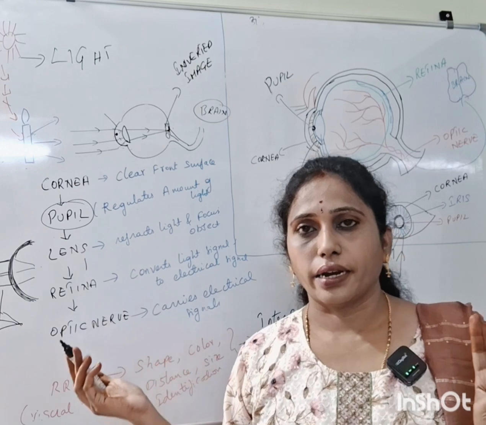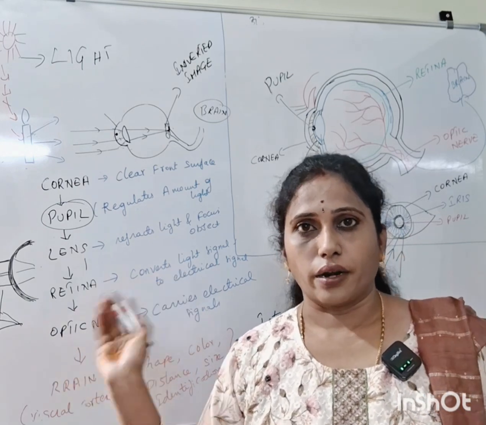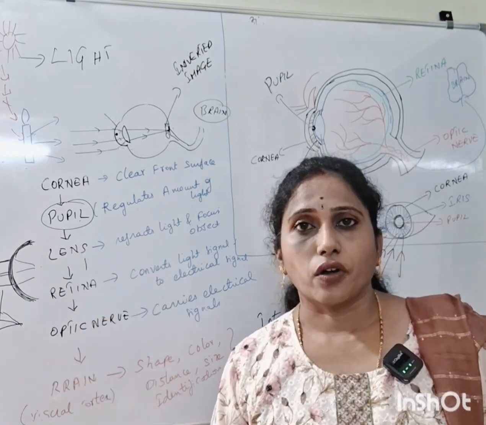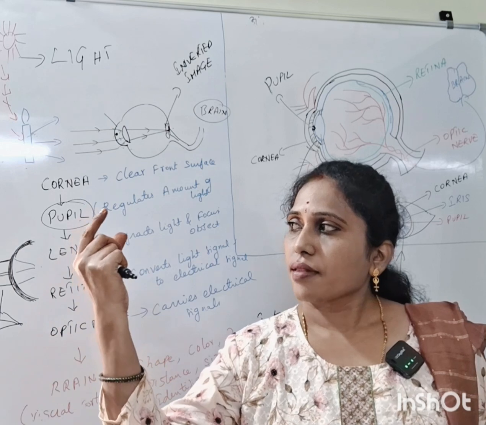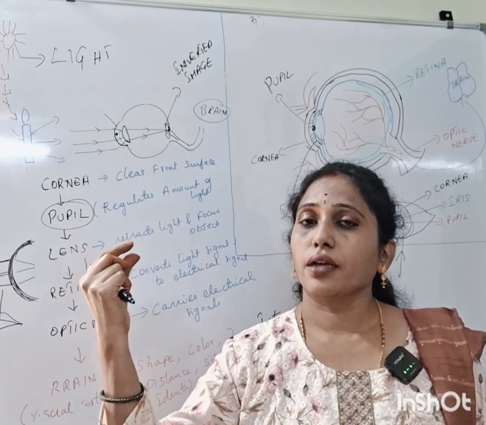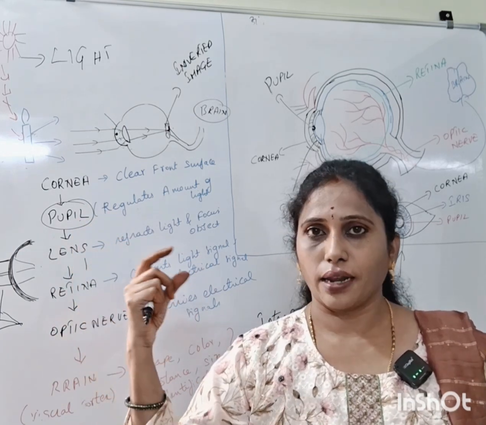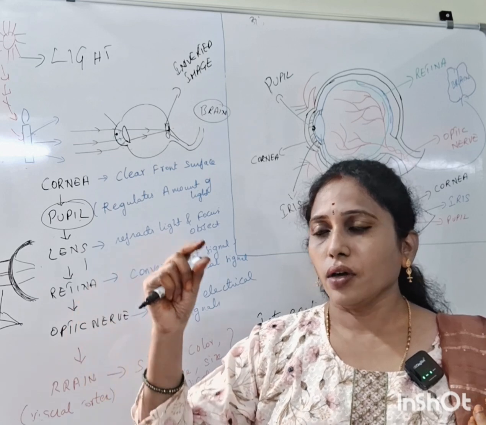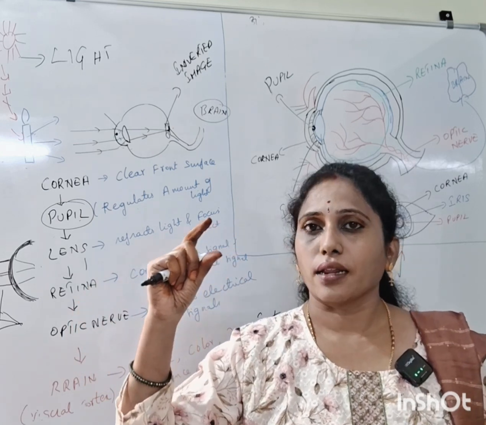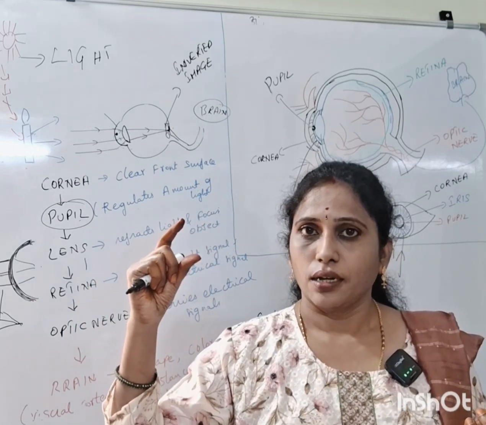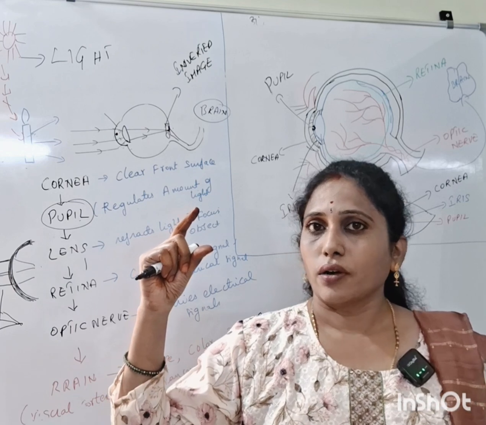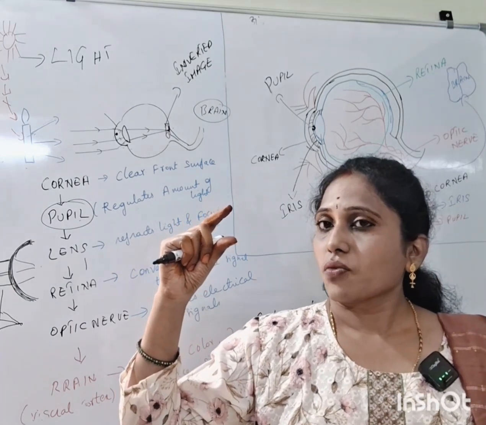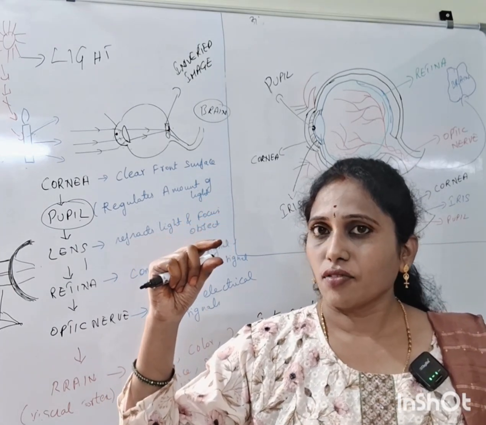For example, in daytime there is light all around us, right? So we require only some amount of light, and the pupil size will decrease. At night we require more light, as there won't be any natural light, right? So in those cases the pupil size will increase, which we call dilatation. In daytime, when you go outdoors, the pupil size will decrease, and that we call constriction.